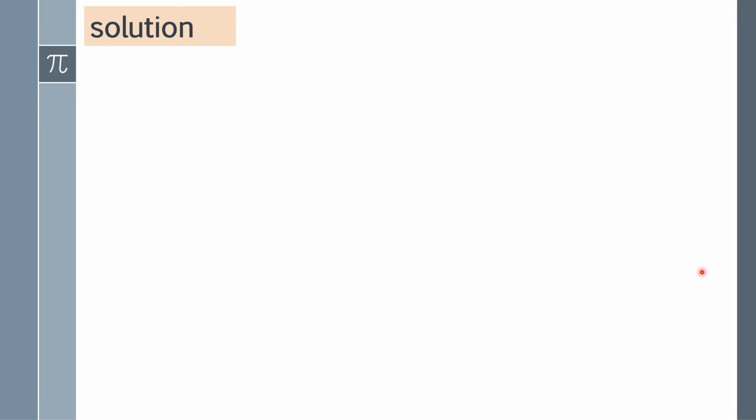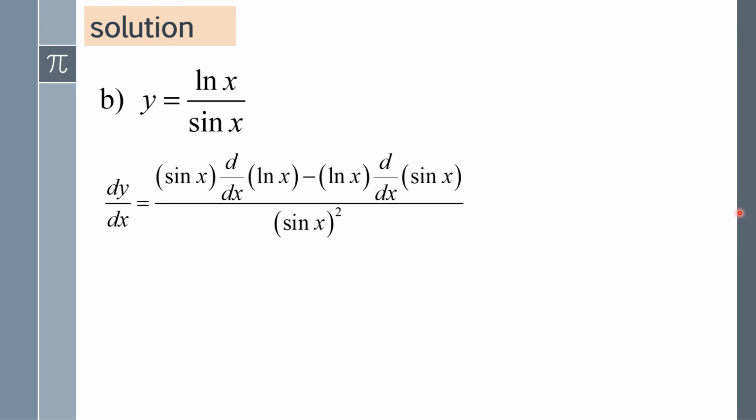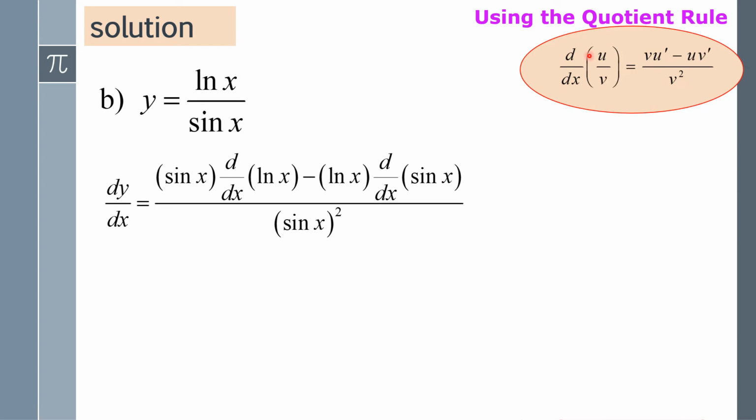Example 3b. y equals ln x over sine x. Okay, by using this formula, sine x we put at the bottom, then we square it, then we bring sine x and differentiate ln x. Minus here is compulsory, then taking ln x and differentiate sine x. Or we can use d/dx of u over v equals (v u prime minus u v prime) over v squared.